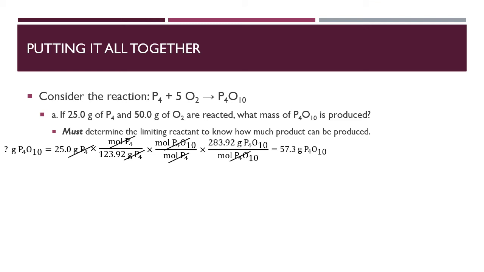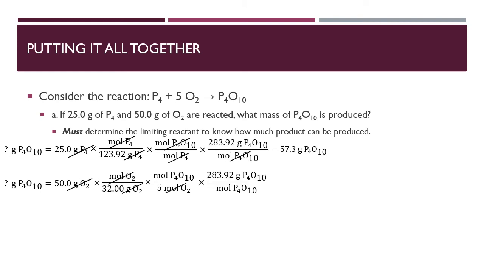I now need to do the same thing for the other reactant, for the oxygen. I want to know what mass of product, P4O10, we will get if all 50 grams of oxygen react. So once again, it's just a gram, mole, mole, gram problem. I use the molar mass to convert from grams to moles. I use my mole to mole ratio, this time 5 to 1, moles of oxygen to moles of P4O10. And then I can use my molar mass to convert from moles to grams. And I can see here, this is 88.7 grams of the P4O10.